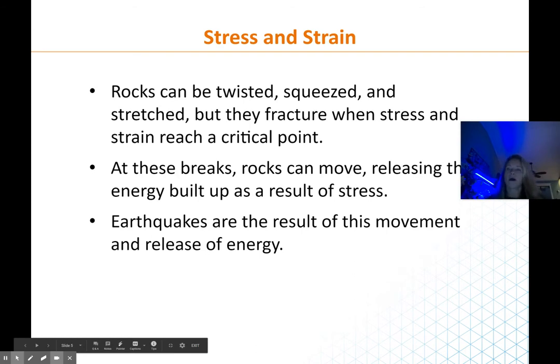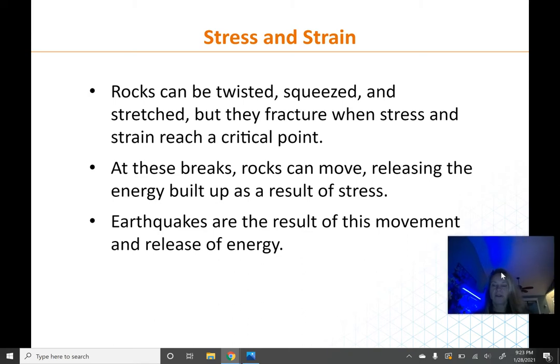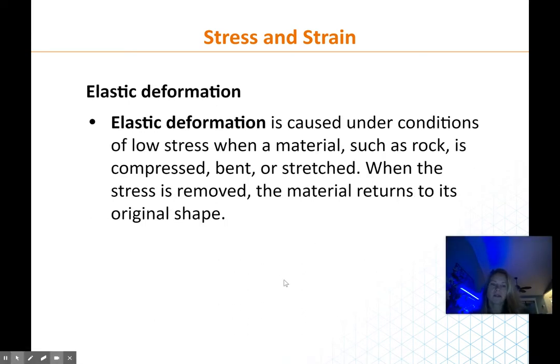All right, so rocks can be twisted and squeezed and stressed, and eventually they're going to break. And when they do that, they create an earthquake. They also deform. They become elastically deformed, which means, think of a rubber band. You pull a rubber band and it gets super tight. That would be tension. And then eventually it's going to break. When it breaks, it goes back to its original form. It's broken, but each piece is no longer stretched.